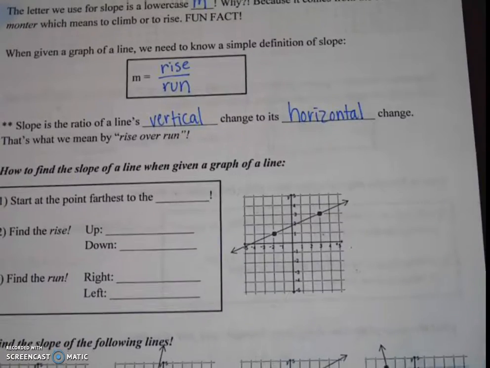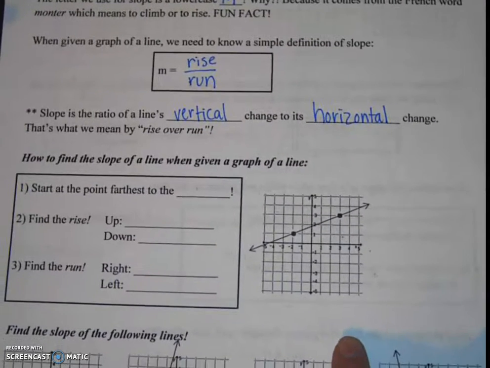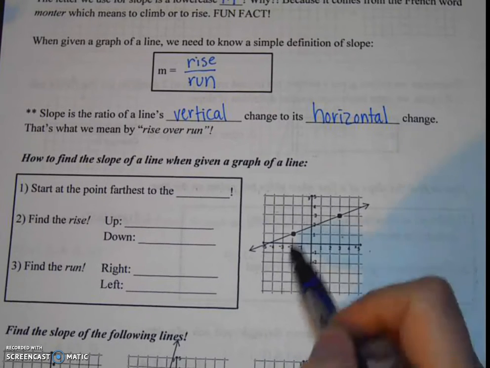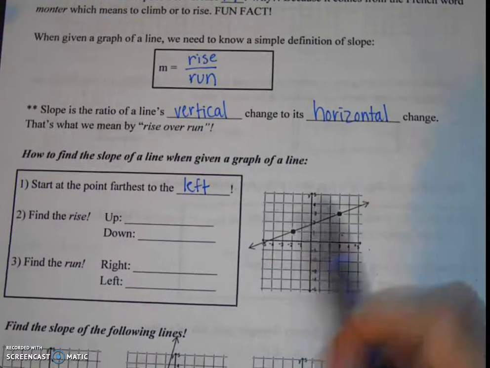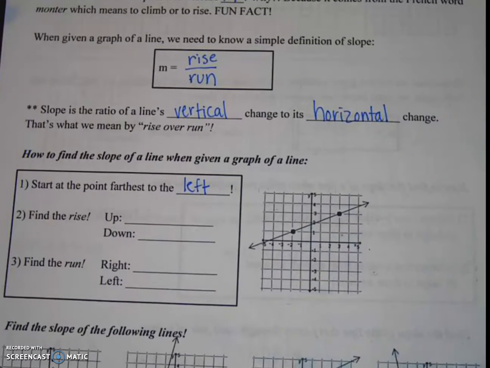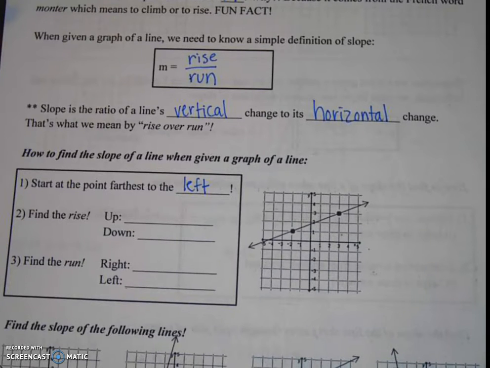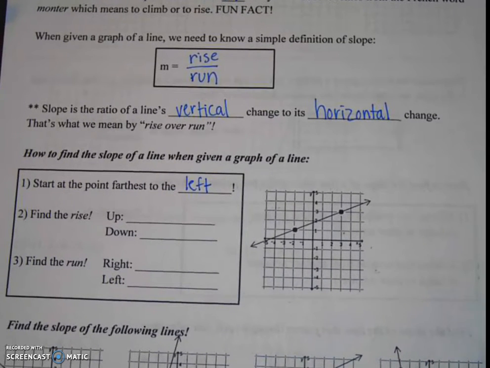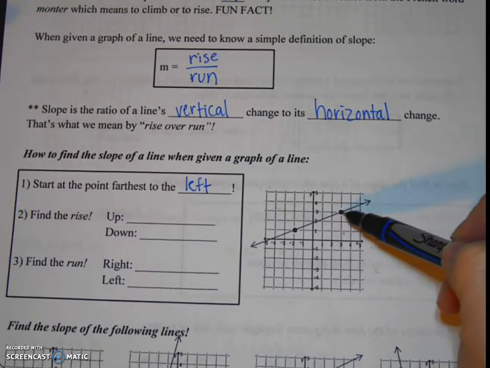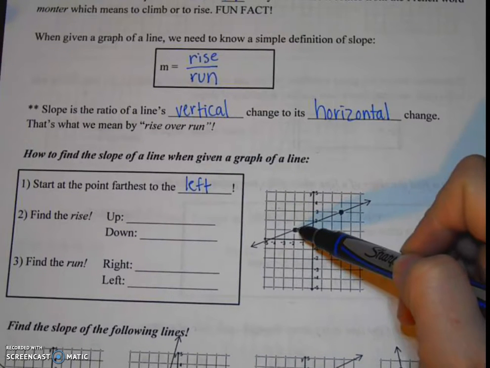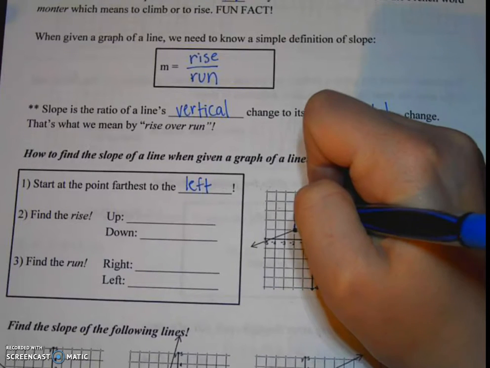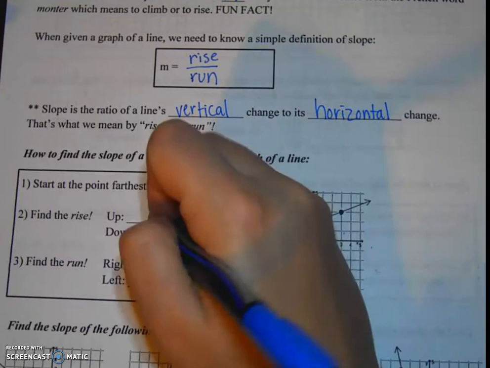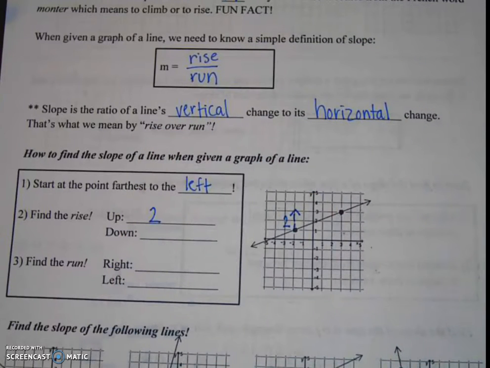So when you have a graph like this one, and you're trying to find the slope of a line, you're going to start with the point that is furthest to the left. Okay, so we're going to start with this point right here. Then you have to find your rise. So you have to decide, am I going up or down? Well, with this line, I need to get to this point, so I'm going to be going up. So now I'm going to count how many up I go. So 1, 2, up. I'm going to write up 2. Because I'm going up, that 2 is positive.